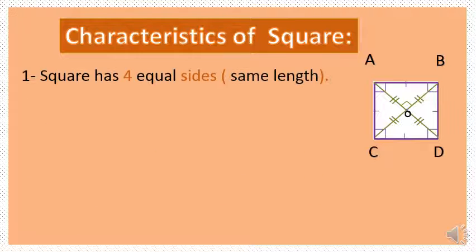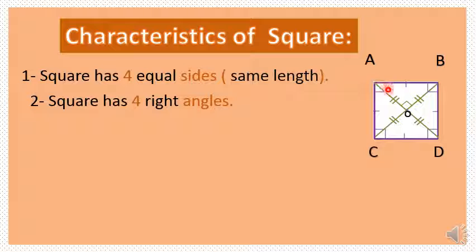We took before that a square has 4 equal sides. They are equal in length. The square has 4 right angles. Now let's talk about the diagonals of the square. Look at the diagonals of the square.